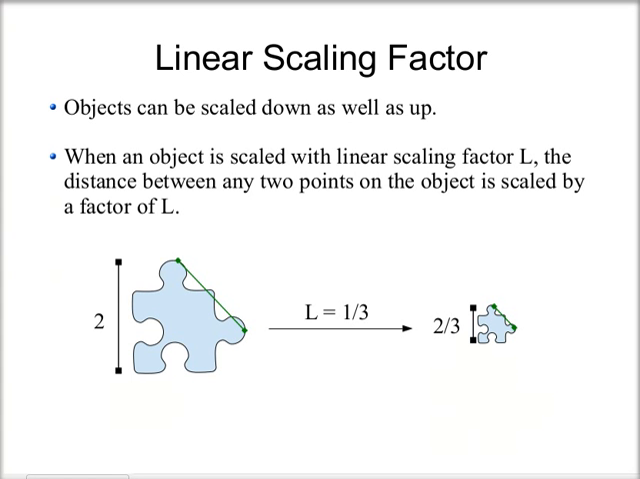I can also scale objects down as well as up. So I can make objects either larger or smaller. When any object is scaled with linear scaling factor L, the distance between any 2 points on the object is scaled by a factor of L. So you can see here that I've scaled down my large puzzle piece by a linear scaling factor of 1/3. So the height is 1/3 of the original height, but if I look at this green line, the length of that green line is also going to be 1/3 the length of the green line in the original shape.